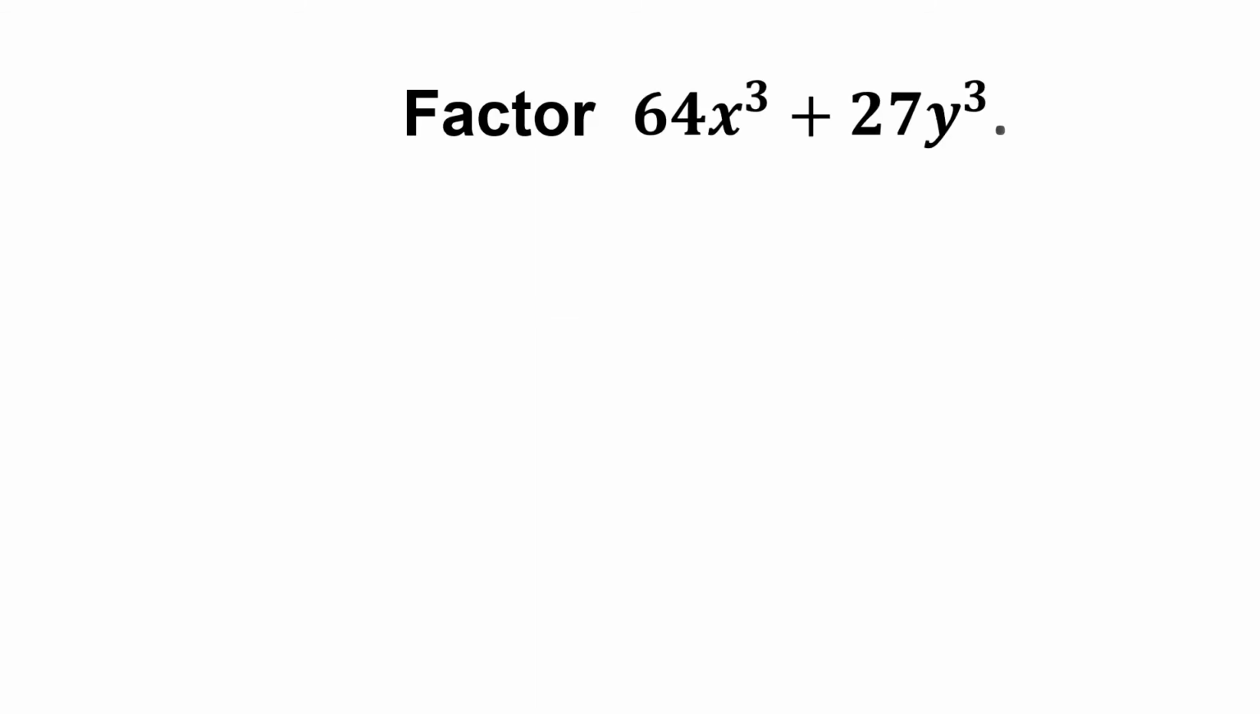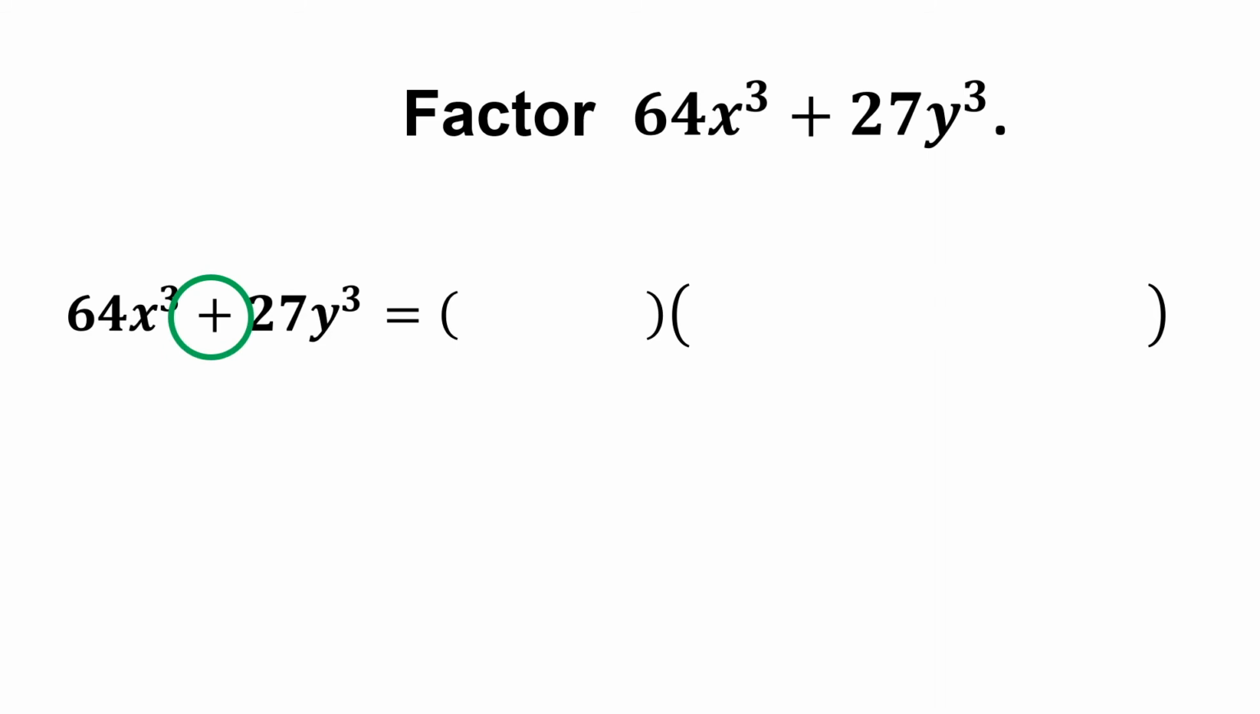Pag-aralan natin itong susunod na example. Factor 64x cubed plus 27y cubed. Iporma natin ang binomial at trinomial factors. Since the operation between the cubes is addition, use sum in the binomial. Take the cube root of the terms 64x cubed and 27y cubed to form the binomial factor.